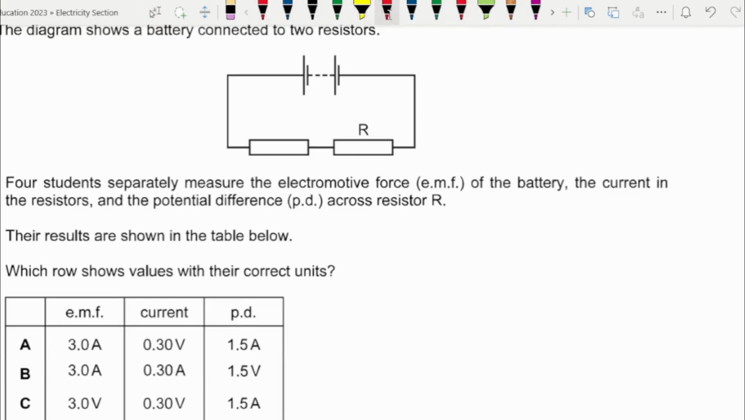Alright, so it's kind of an easy one. So we have 3 things: EMF, current, and potential difference. What is the unit of EMF? And the unit of current? Amperes. And the unit of potential difference? Volts. So the potential difference, EMF, and current has to be in that order.